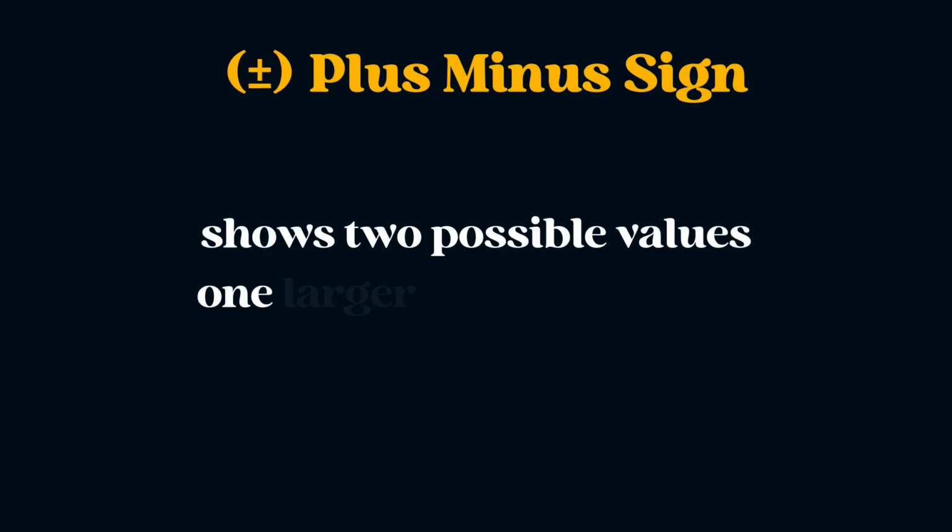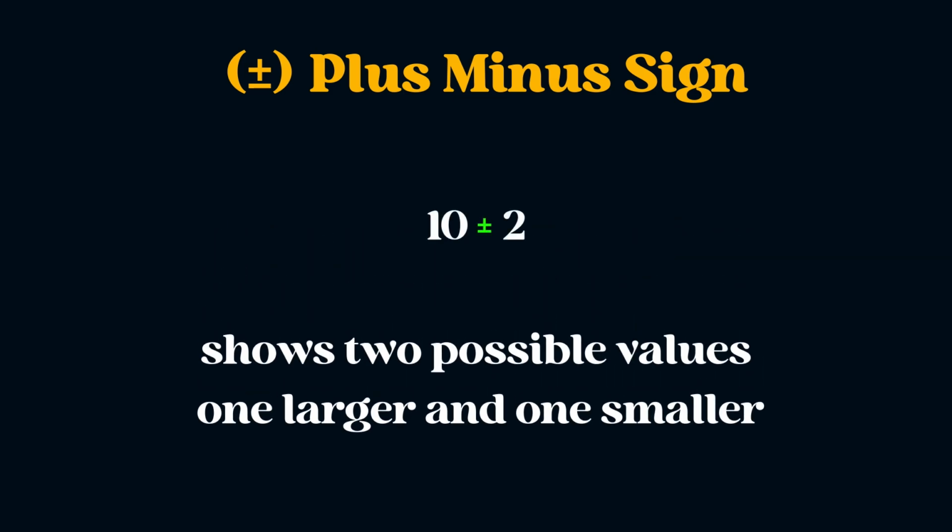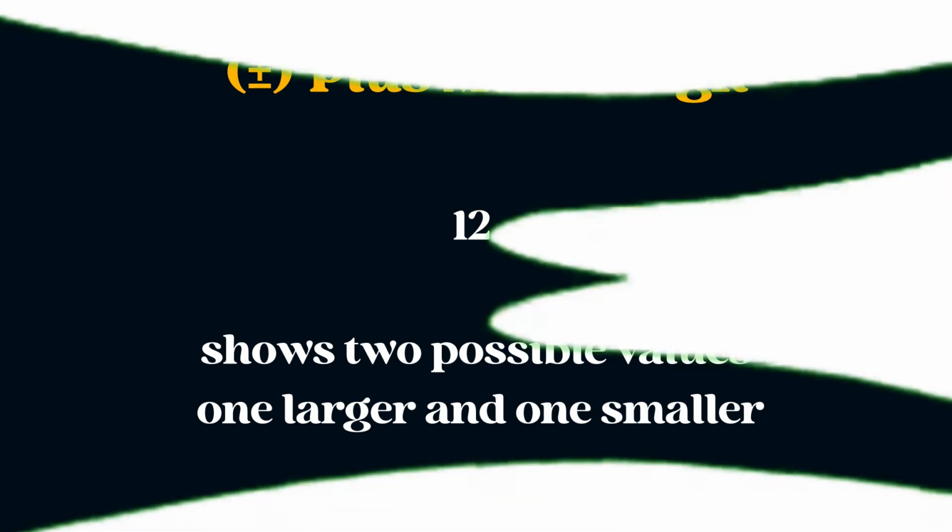12. Plus minus sign. The plus minus sign shows two possible values, one larger and one smaller. For example, 10 plus or minus 2 means the value could be either 8 or 12.